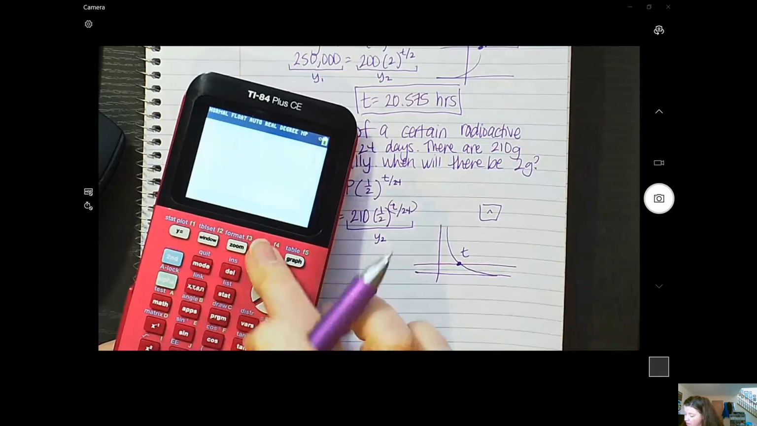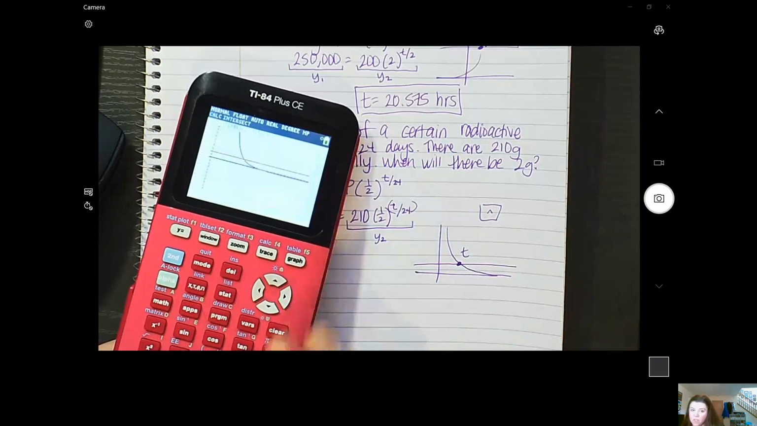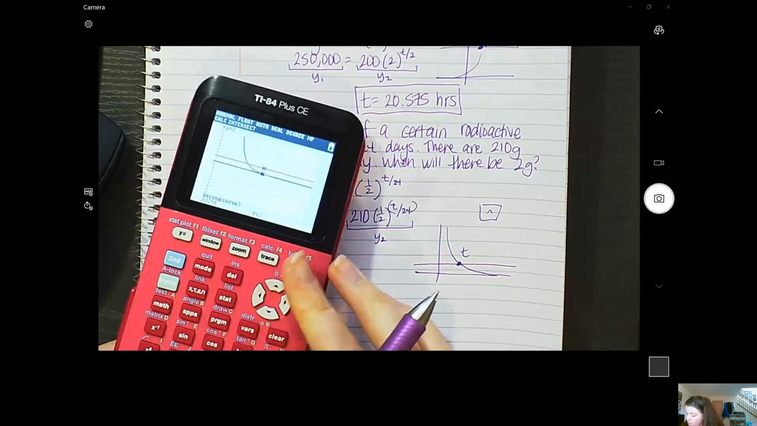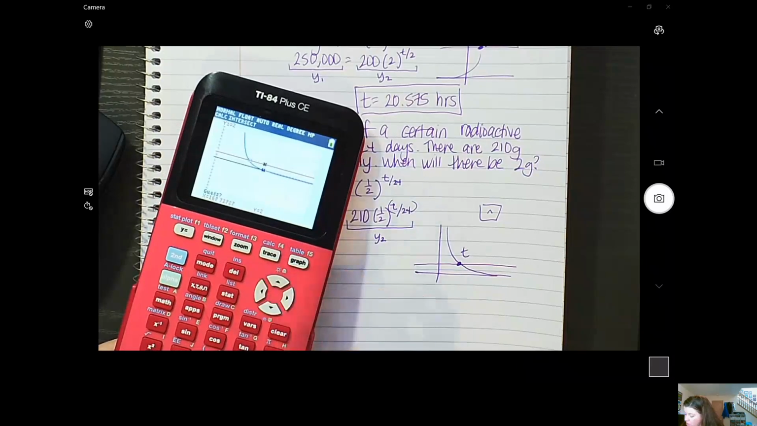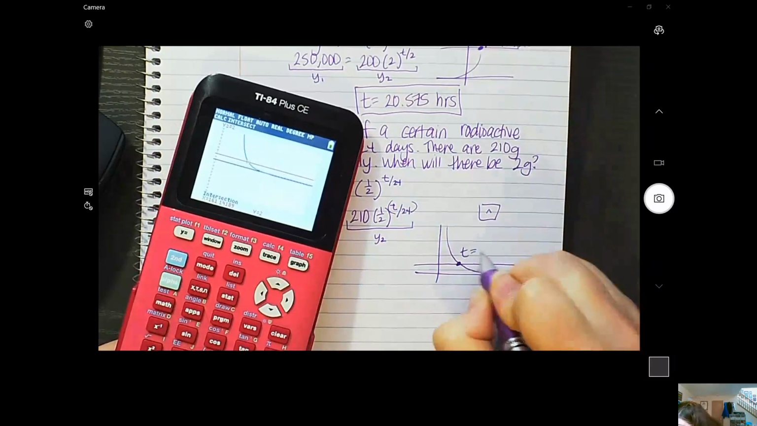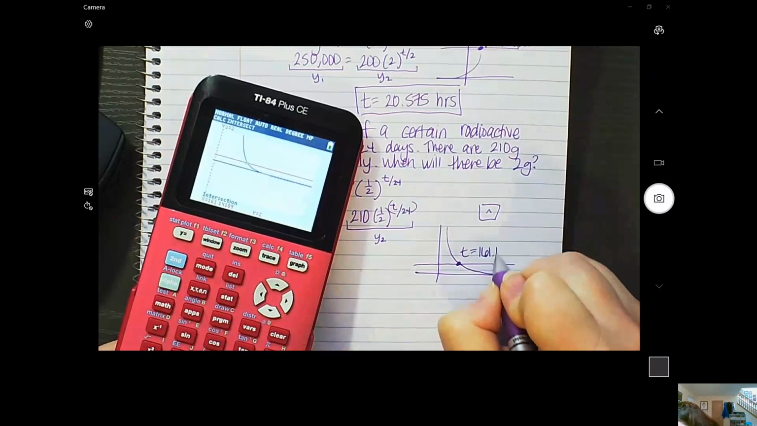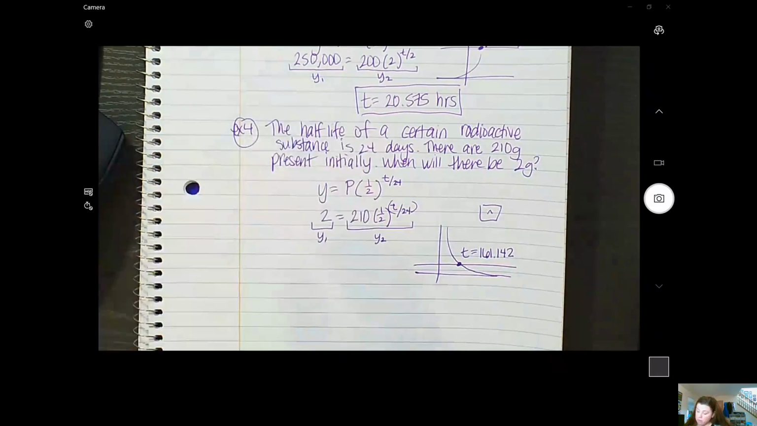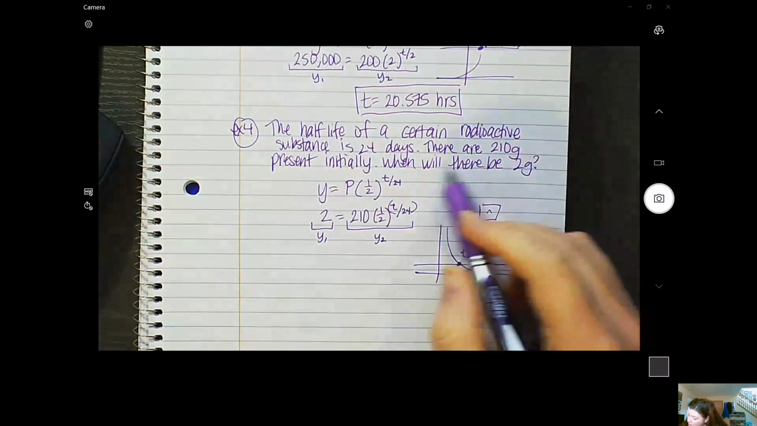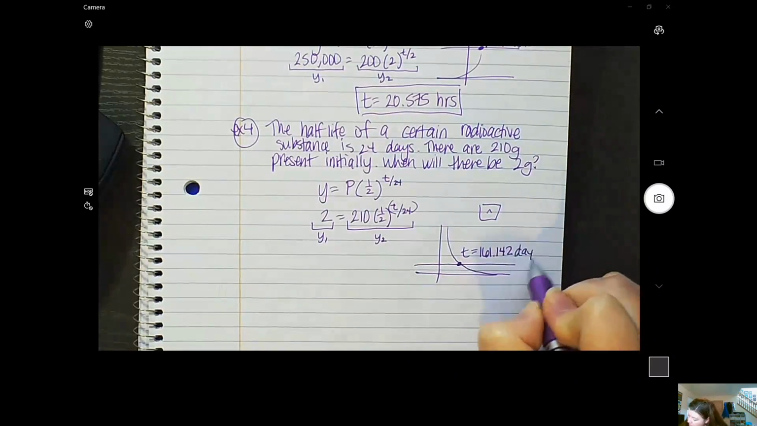So I'm going to make my calculator tell me. Second calc, option 5 for intersect. First curve, enter. Second curve, enter. And then guess, I move the blinky spider over to where they touch and I hit enter. And my calculator tells me 161.142. And again, this is time. Time can be partial, so this is in days.